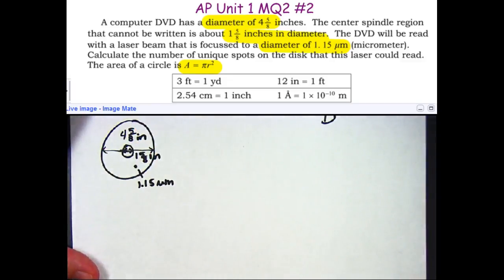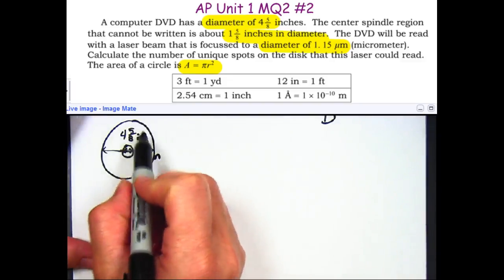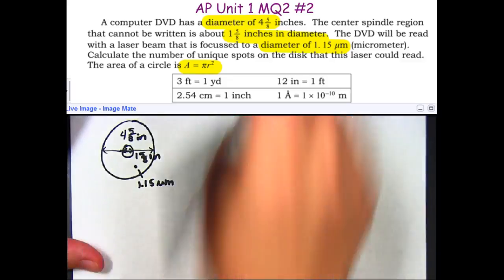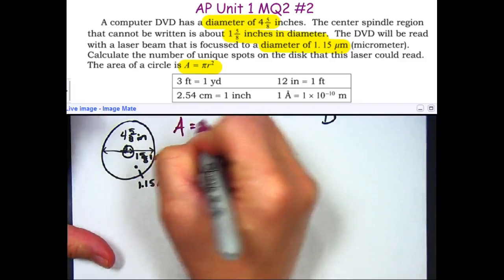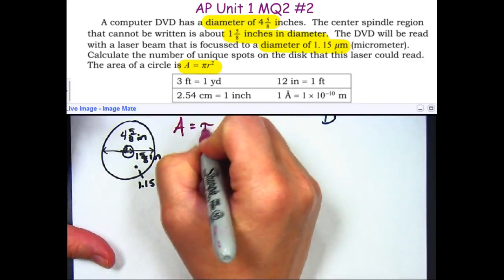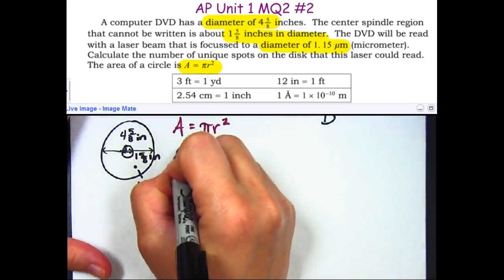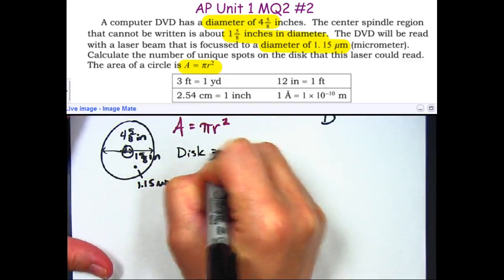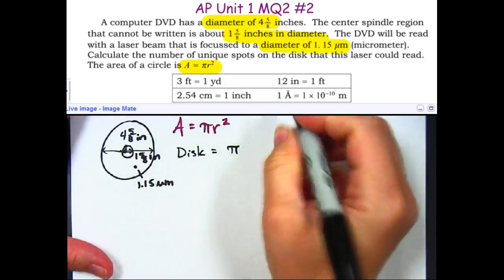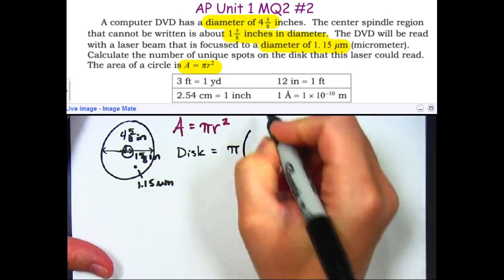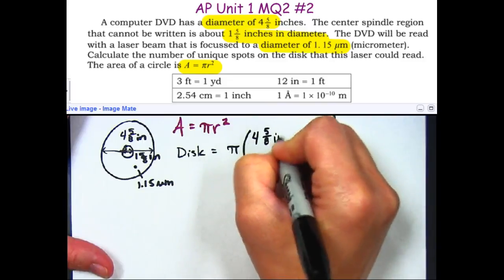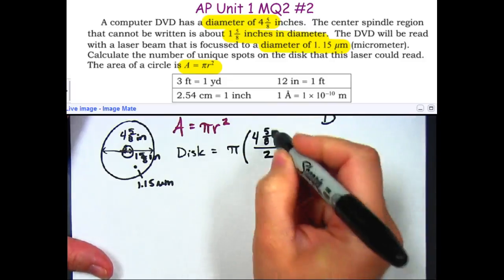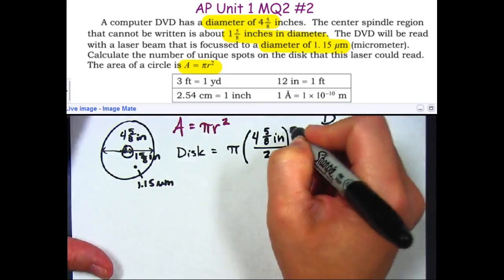Okay, so we're going to take this one step at a time. We need to know the area of the entire disc first. So we're going to use the equation area equals pi r squared, and we'll find it for the disc first. So you're going to have pi times the radius, which is going to be 4 5/8 inches divided by 2, the diameter divided by 2 is the radius, and then we will square that.